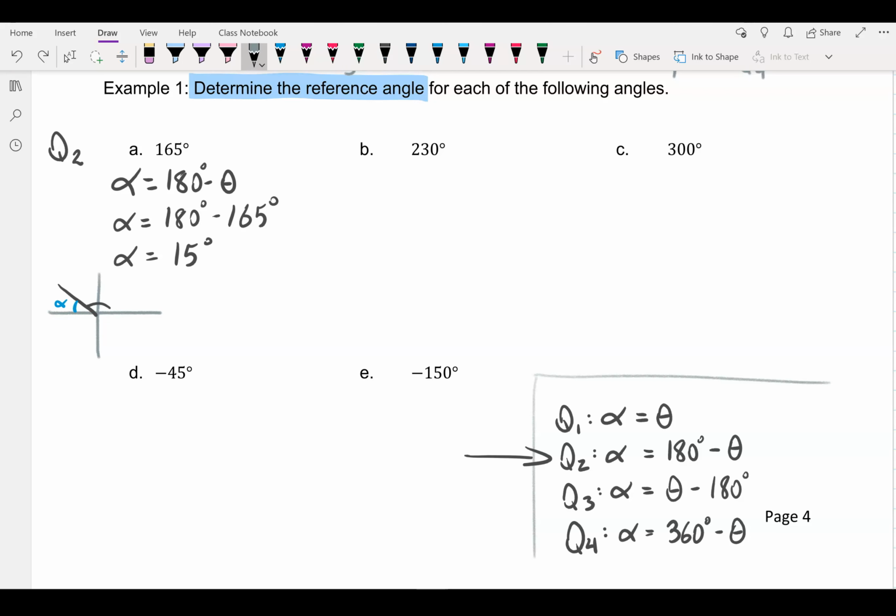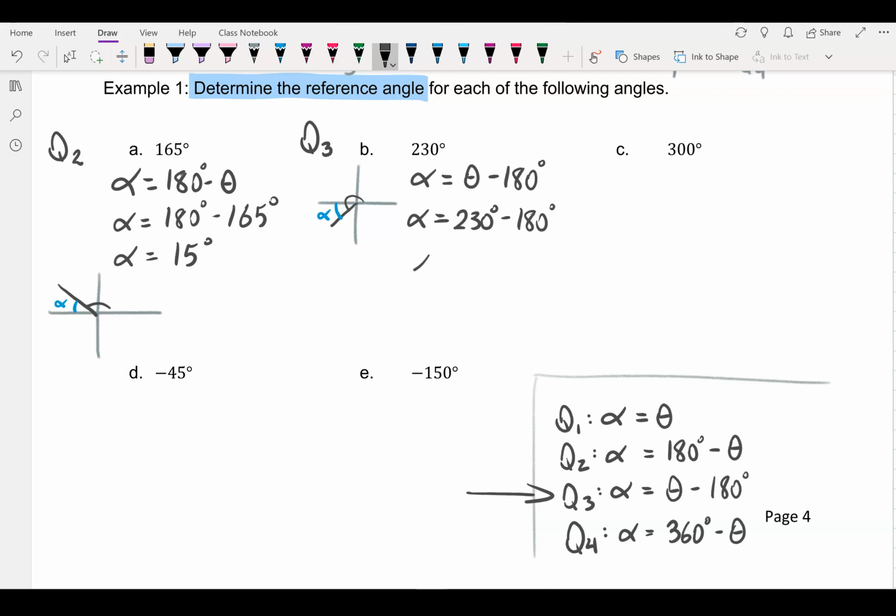I'm going to make a little sketch for it. 230, I know, is down in this quadrant there. So it's quadrant 3. The reference angle is going to be just this piece here, the remaining. So I take my big angle and take away the 180. So for quadrant 3, it's our angle, take away 180. You should be able to see that from the diagram, but if not, you can just use the formula. The formula I'm using right now for quadrant 3 is this one. That gives 50.